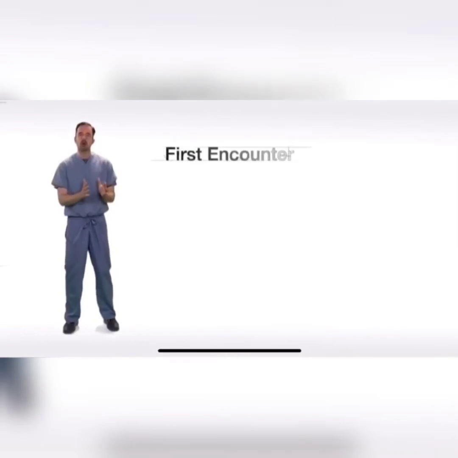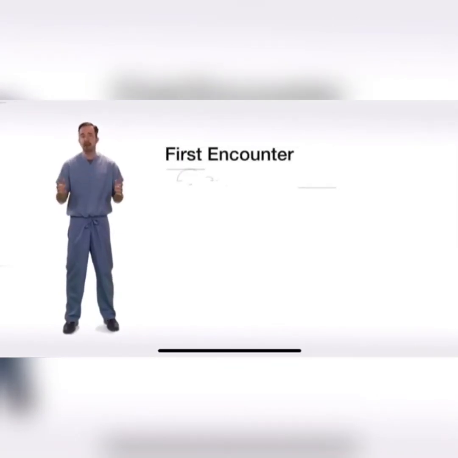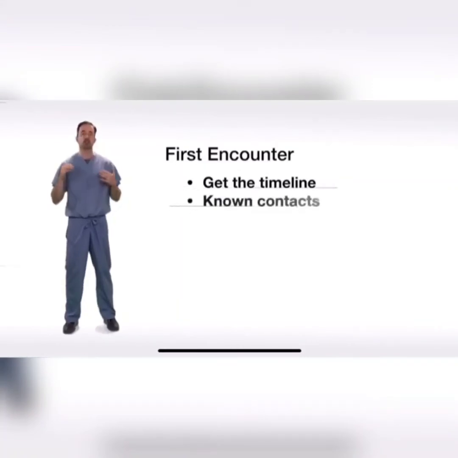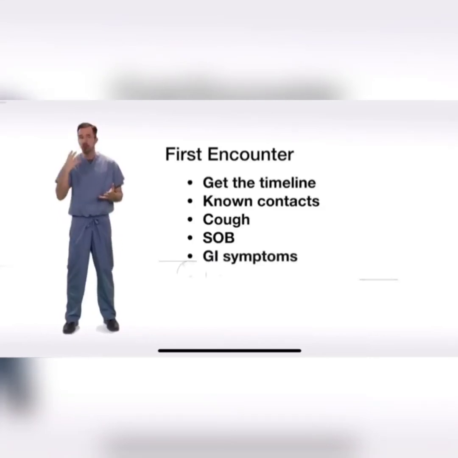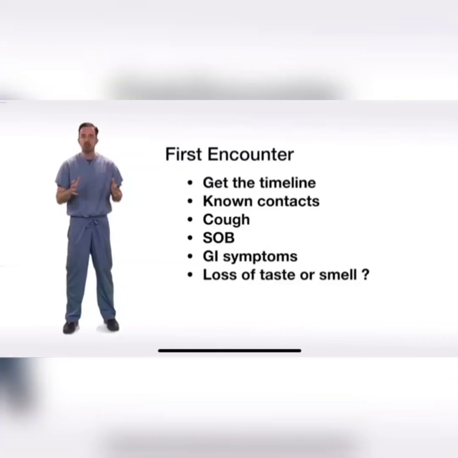When I first encounter a patient, I want to get the timeline. When did they first start having symptoms? I want to hear about known contacts because that will increase the likelihood that they have COVID-19. I want to know specifically if they have cough, shortness of breath, any GI symptoms. This loss of taste and smell is another interesting question I've been asking. Establishing the timeline helps me predict when they're going to become more and more critically ill, needing hospitalization or ICU care.